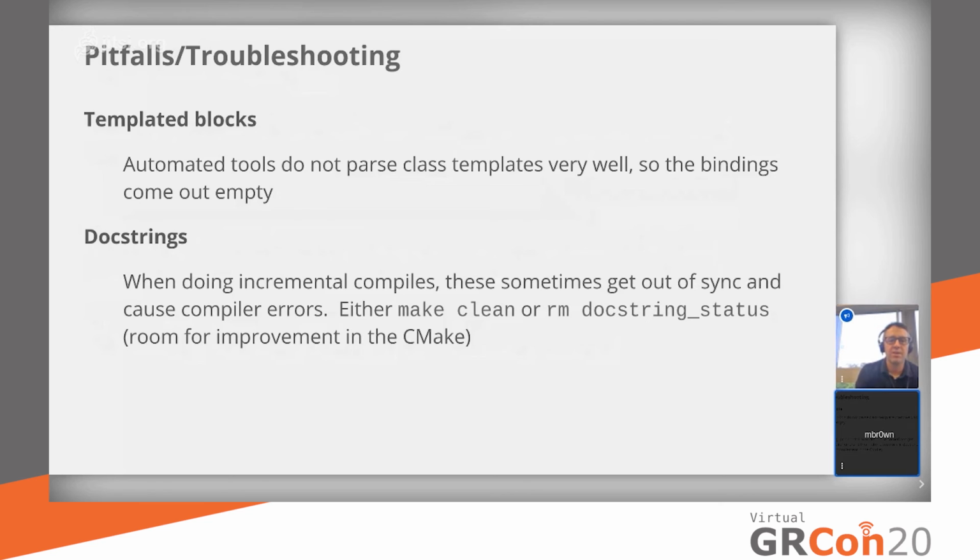Docstrings: currently in the CMake file, if you're doing incremental compiles, you can get into this situation. CMake has written the docstrings, you change something, and so the docstrings are out of date. It's easy to get out of that state by either running make clean or removing the docstring status output. But there's room for improvement here in the CMake.